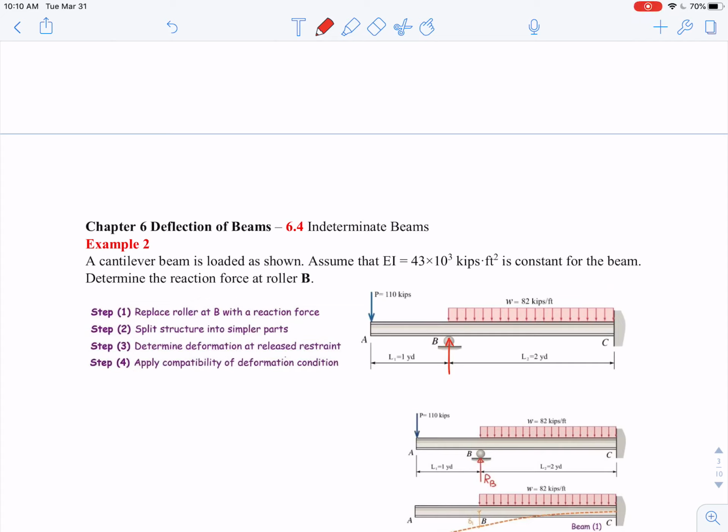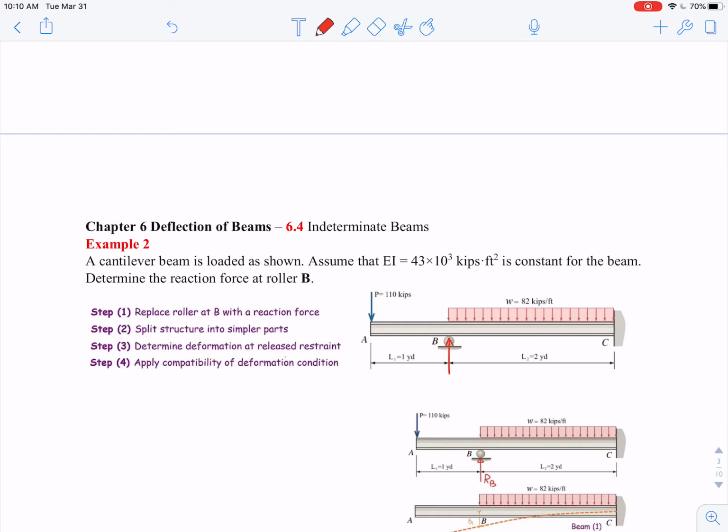Okay, here is example 2. And we again have a cantilever, and the cantilever looks very similar to example 1. Apart from the concentrated load W, we have another concentrated load P at the free end. Then the supporting roller is not at A, but at B.